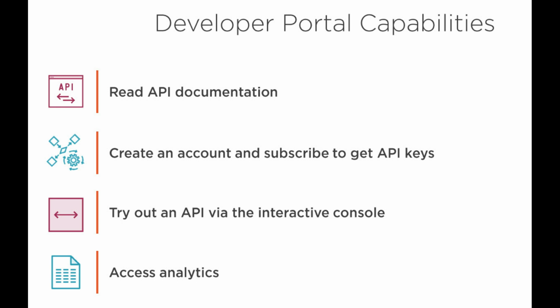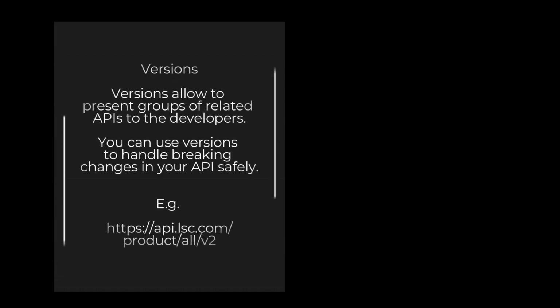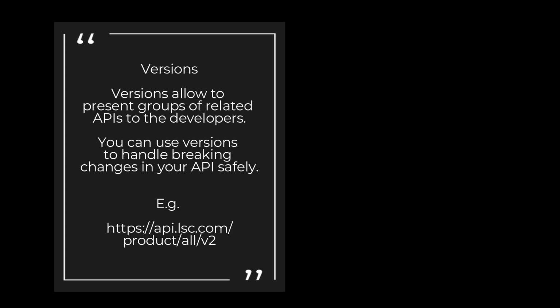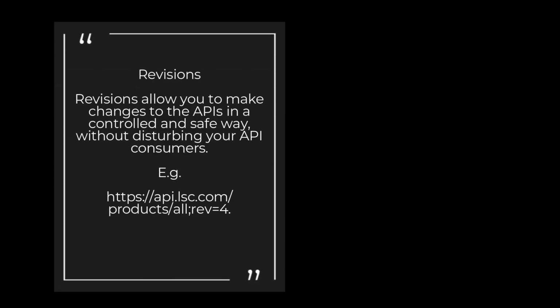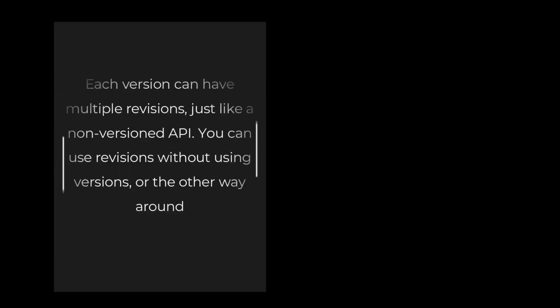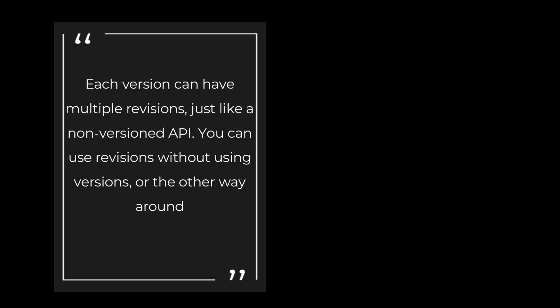And then you can also try out an API via the interface console itself from the developer portal, which I will demo shortly. You can also access the analytics, and so many other things. There are also versions, so you can version the APIs, and you can do revisions. A version is basically breaking changes from one API to another, but revisions are slight modifications that are not going to break the client.